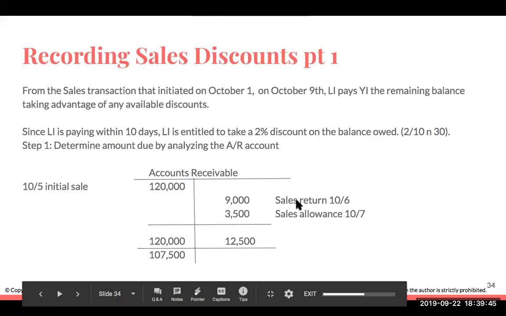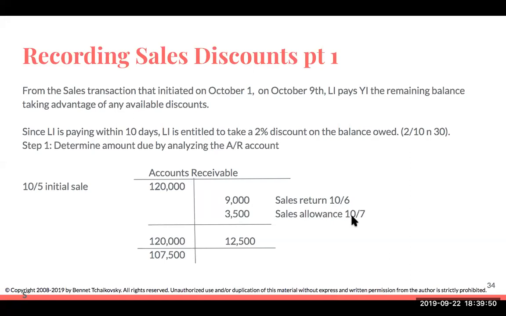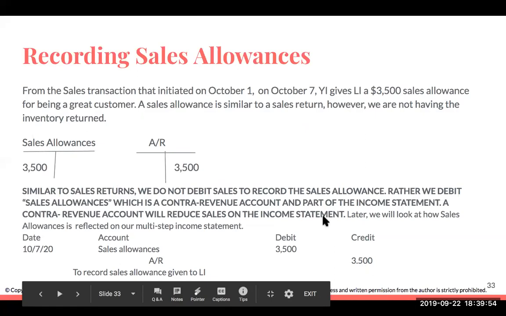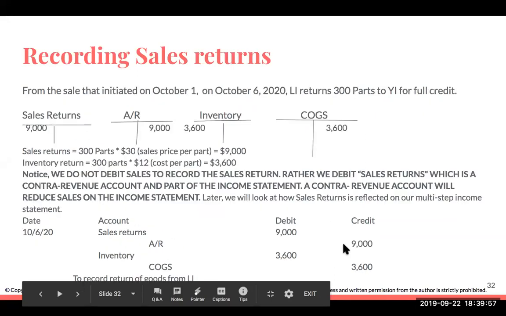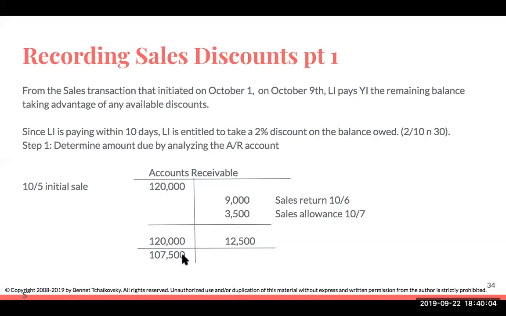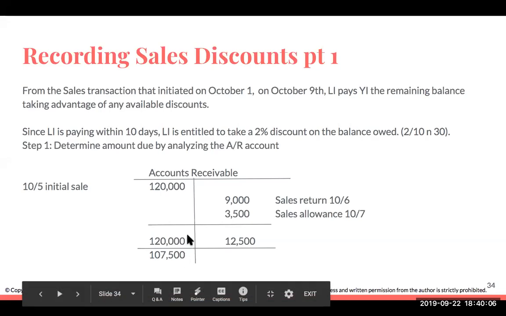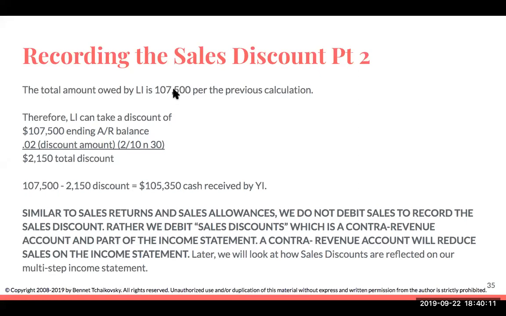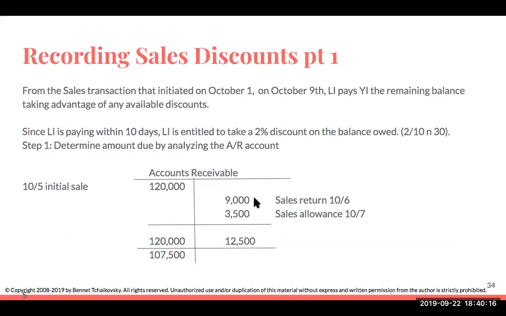Then we had a sales return on October 6th. We had a sales allowance on October 7th. Remember, we credited AR for that sales allowance. We credited AR for that sales return. So when we're looking at this, the actual amount owed to us is $107,500. Again, that's $120,000 less the sales return, less the sales allowance.